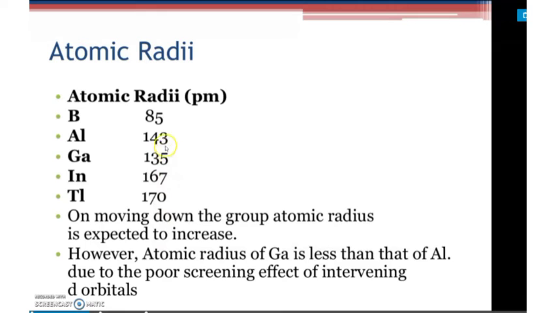However, if you check here, according to the general trend it should increase, no? It is increasing, but in the case of aluminium and gallium you can see a change: compared to aluminium, gallium has a smaller atomic radius. Why? It is due to the inert pair effect, the poor screening effect of intervening d orbitals. That's why there is a slight difference.